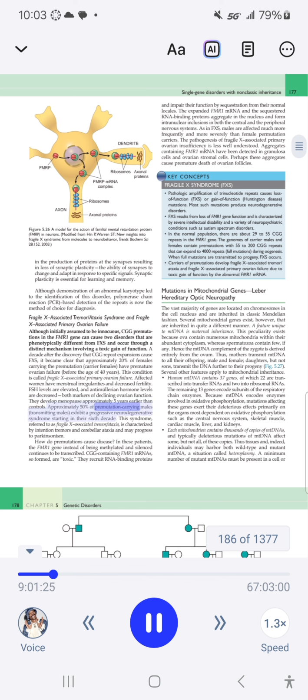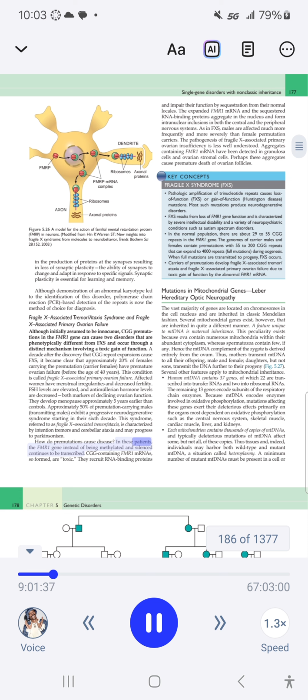Approximately 50% of premutation-carrying males, transmitting males, exhibit a progressive neurodegenerative syndrome starting in their 6th decade. This syndrome, referred to as Fragile X-associated tremor ataxia, is characterized by intention tremors and cerebellar ataxia and may progress to Parkinsonism. How do premutations cause disease?